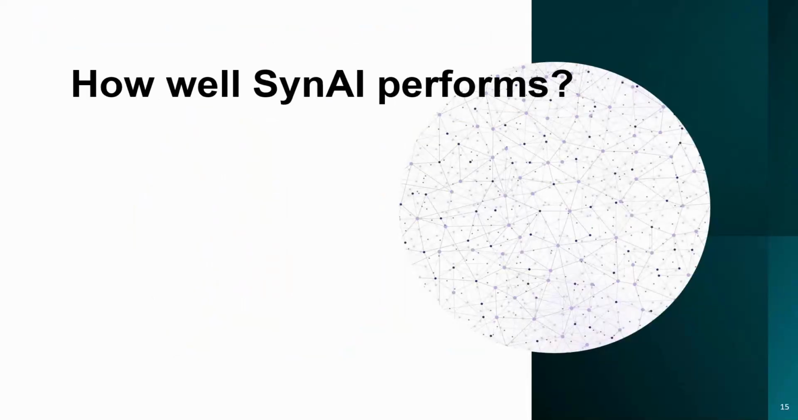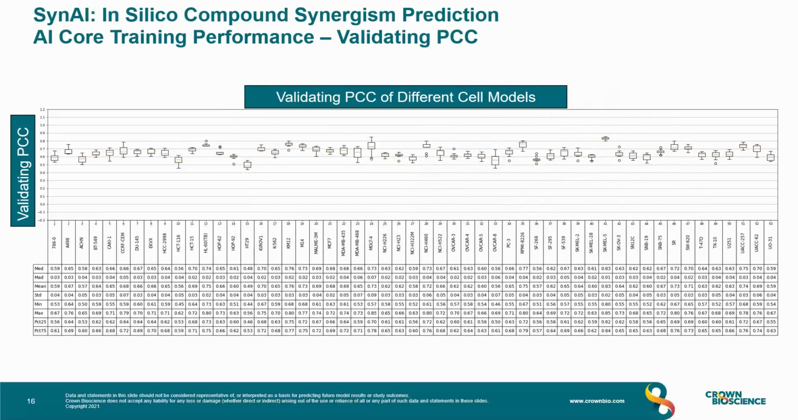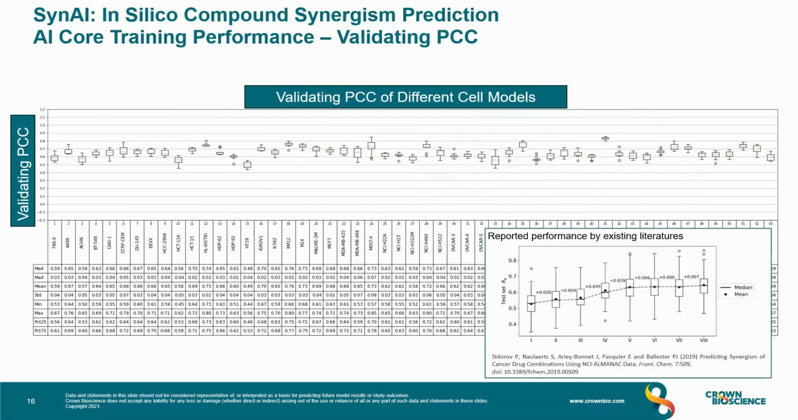So how well exactly does SynAI perform across the NCI datasets? Well, fortunately, we have some existing literature using the same datasets for synergism predictions as well. From the comparison of the outputs, our SynAI predictions actually produce relatively similar and slightly higher performance compared to existing literature.